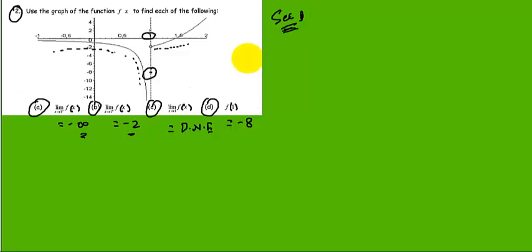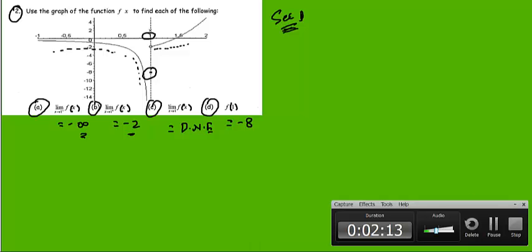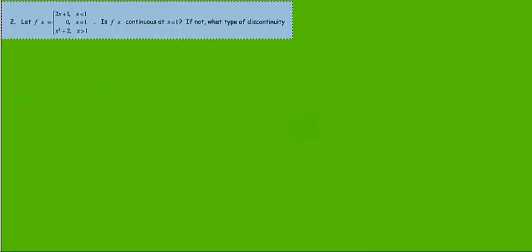Right, so let's go to section 3, problem number 2. Okay, let me pause. This is section 3, and this is problem number 2. They give us a piecewise function, and they want to know if f of x, and there should be parentheses there, is continuous at x equal to 1. If not, why? And what type of discontinuity do you have?